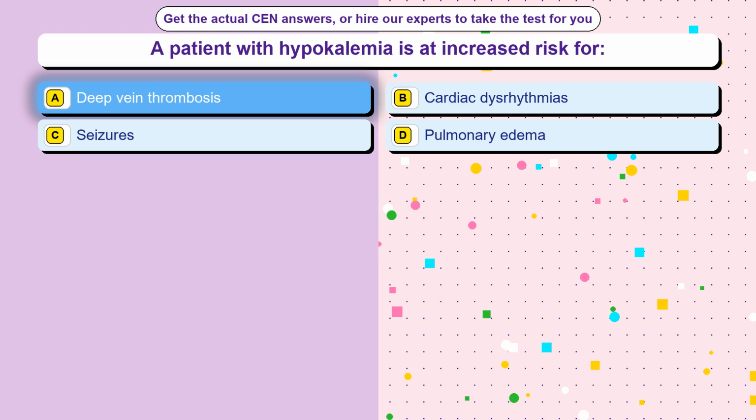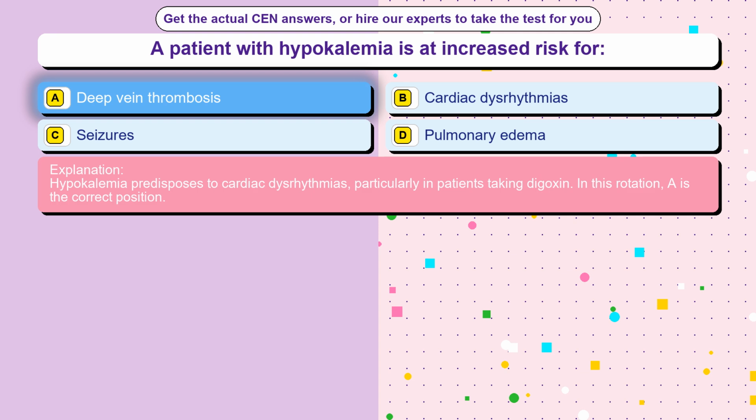The correct answer is option A. Deep vein thrombosis. Hypokalemia predisposes to cardiac dysrhythmias, particularly in patients taking digoxin. In this rotation, A is the correct position.